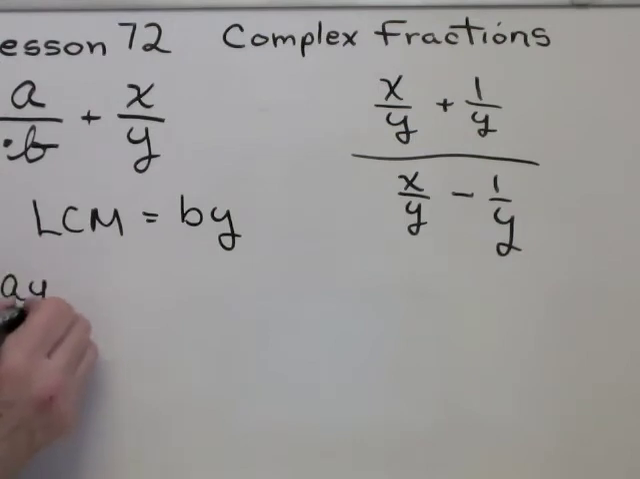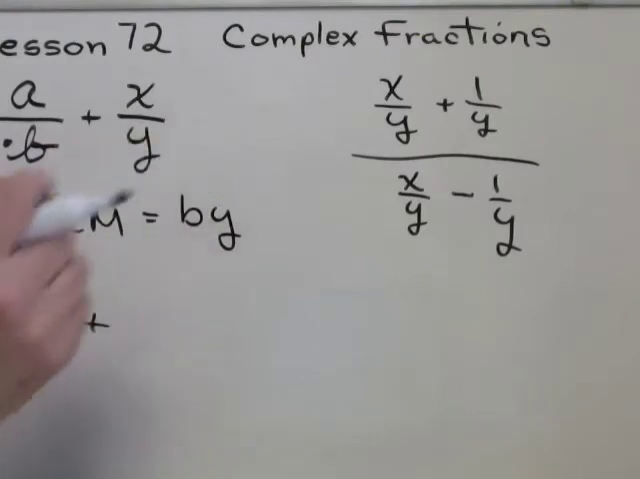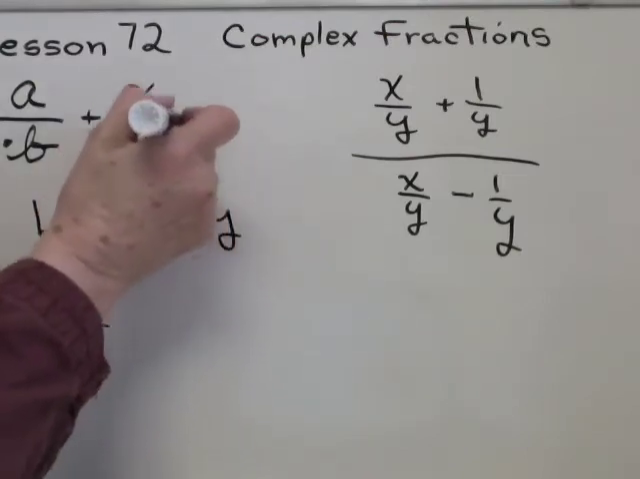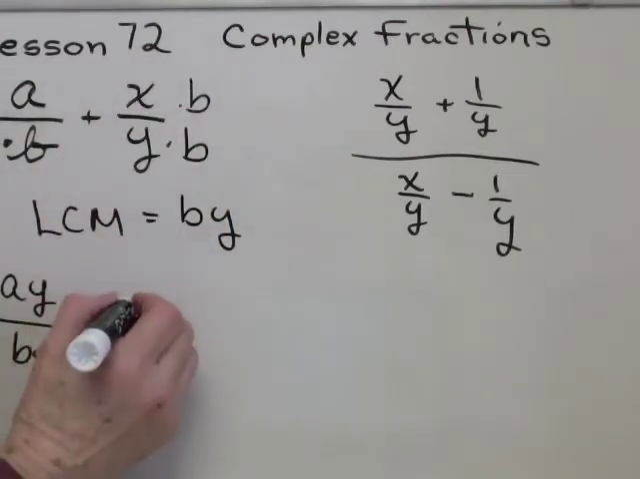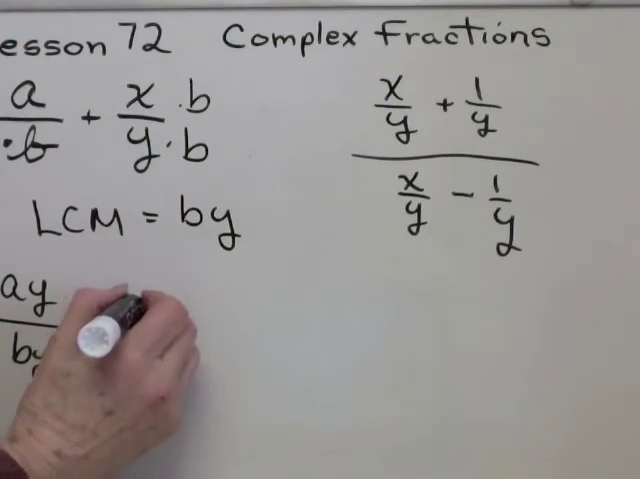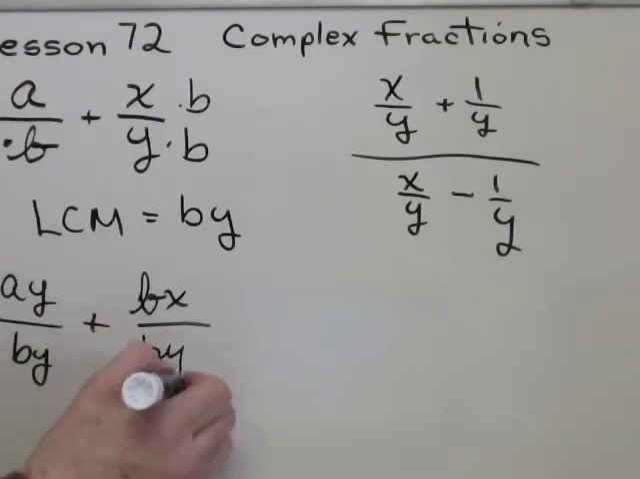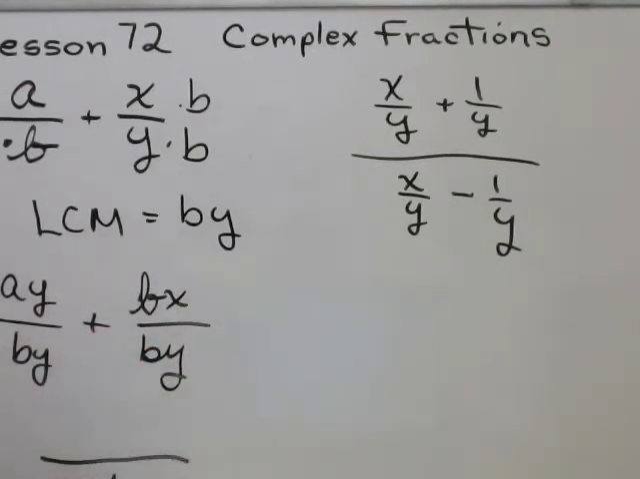So I get AY over BY plus, what do I multiply this one by? I need to have BY as the bottom. How about by B? Right. So I get BX over BY. Now I can add the tops because I have a common denominator. So now the fraction becomes AY plus BX all over BY.